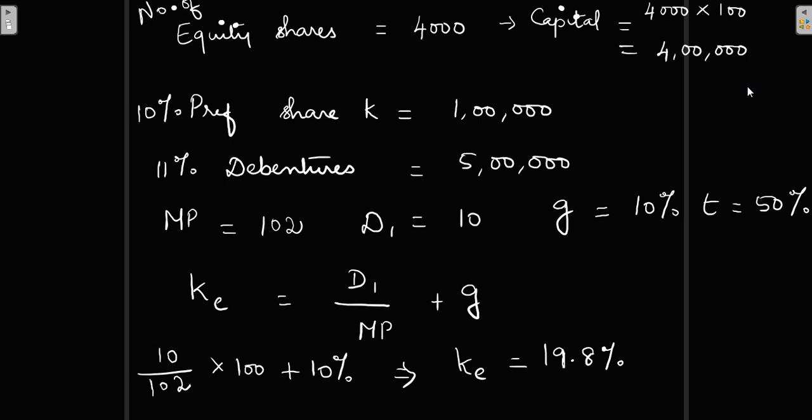So the first iteration: number of shares 4,000, the capital is 4 lakhs, preference share capital is 1 lakh, debenture is 5 lakhs, market price 102, dividend is 10 rupees, growth is 10%, tax is 50%. So using the given information, we are finding the cost of equity, that is dividend by market price plus growth. Cost of equity is 19.8%.